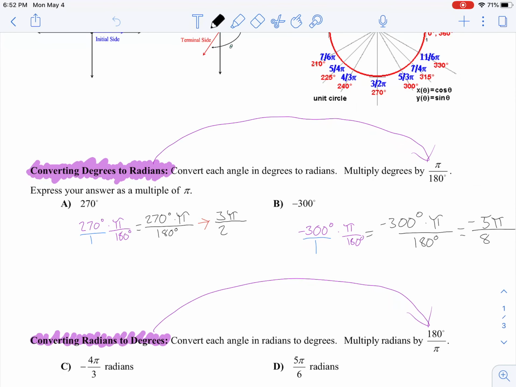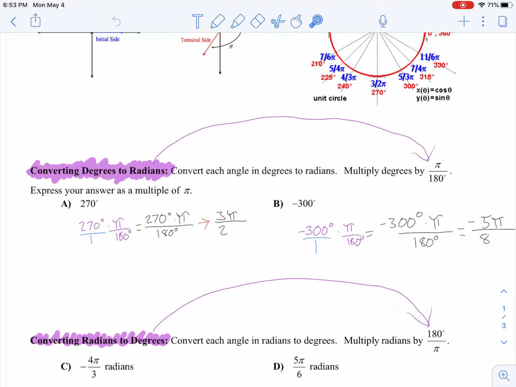All right, a quick talk through of how we convert degrees to radians and converting radians to degrees. So the most important part here is that when we're converting degrees to radians, if we've been given degrees, we use pi over 180 degrees. And that's the value that we use for converting.